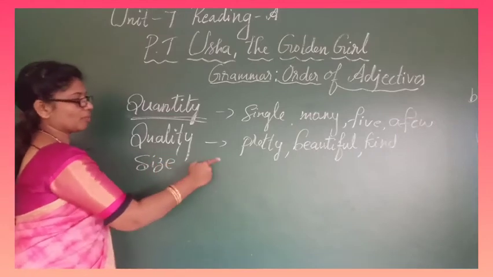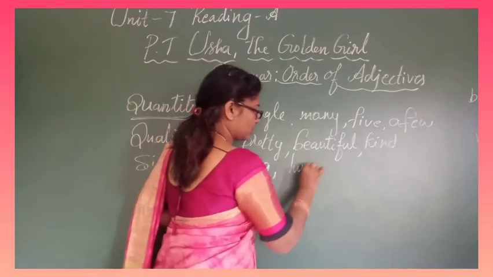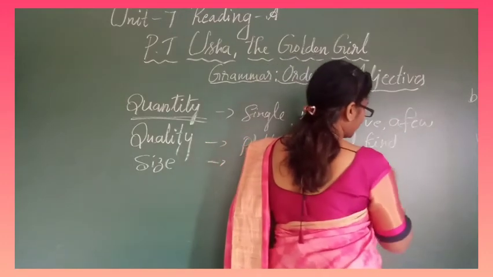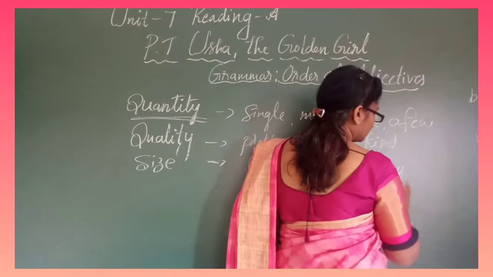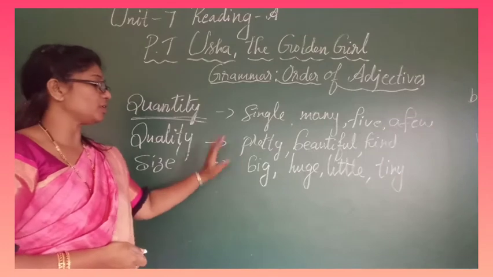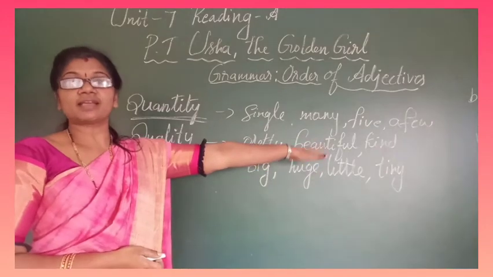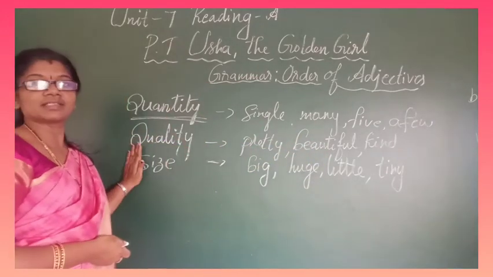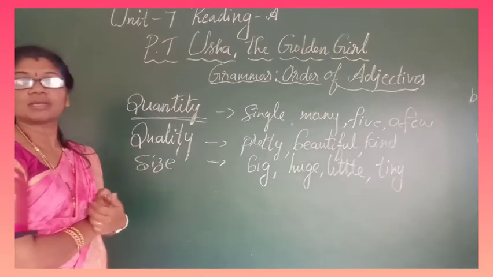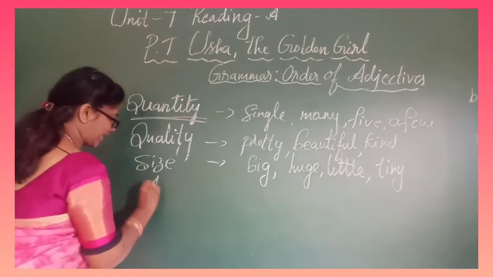Now after this, size. You should talk about size. That means big, huge, tall, little, tiny. Elder, sorry, elder comes under age. You are talking about only size now. Big, huge, little, tiny, these all come under size. An enormous building means you are talking about the size of that building. Okay, are you following?